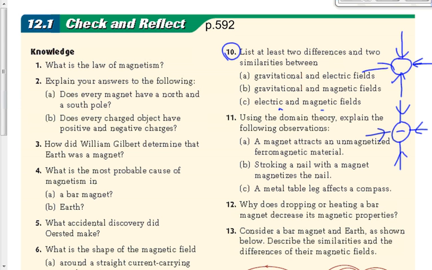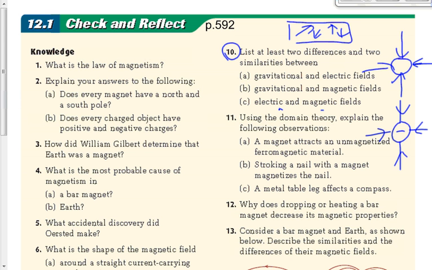All right, let's take a look at number 11 here. Using the domain theory, explain the following observations. A magnet attracts an unmagnetized ferromagnetic material. Well, remember that an unmagnetized ferromagnetic material has domains pointing in pretty much random directions, or seemingly random directions. Why does a magnet attract something that has domains pointing in random directions? What effect does it have on these domains? Hayden? Good, good. It temporarily aligns those domains.